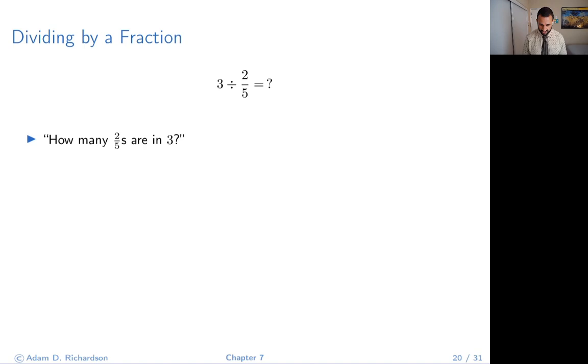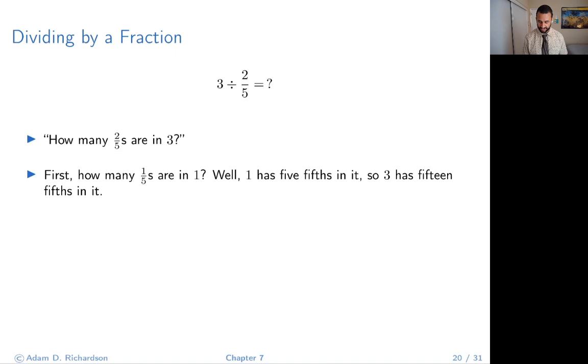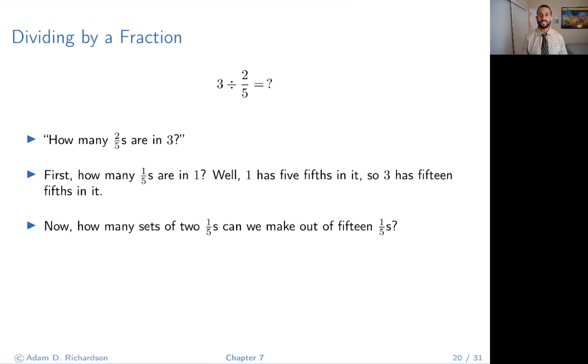Well, first, how many 5ths are in 1? Same thing as before. 1 has 5/5 in it, so 3 has 15/5 in it. But now, how many sets of 2 1/5 can we make out of 15 1/5? We've got a collection of 15/5, maybe here they are: 1, 2, 3, 4, 5, 1, 2, 3, 4, 5, 1, 2, 3, 4, 5. Each one of those dots represents a 5th. Now, we have 15 of them. How many sets of 2 can we make?